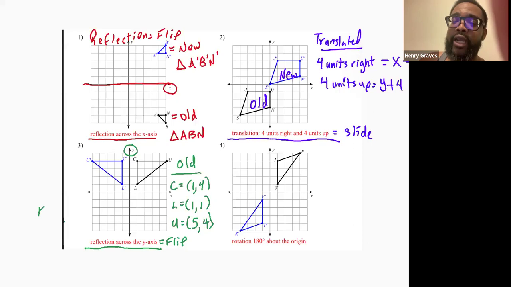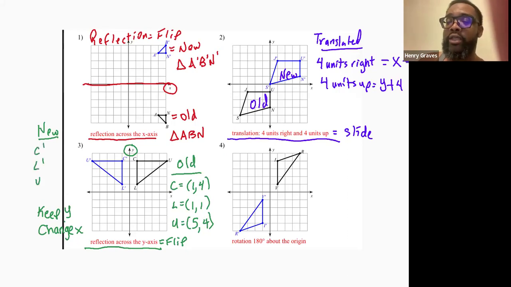And I'm going to change x. When I say change x, I'm just going to change the signs of the x numbers. So when I do that, I'm going to have my new set of points. I'm going to have a new C, a new L, and a new U. When I change my x, C goes from positive 1, 4 to negative 1, comma 4. Then for my L, I'm going to go from 1, 1 to negative 1, comma 1.